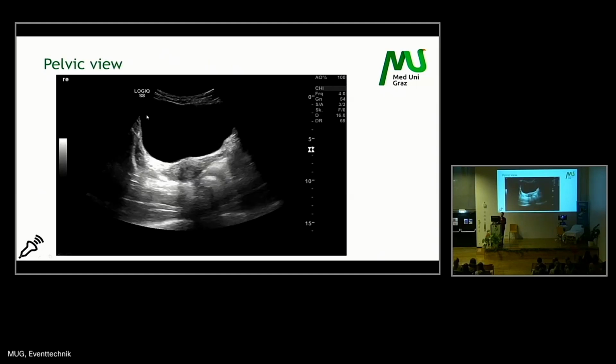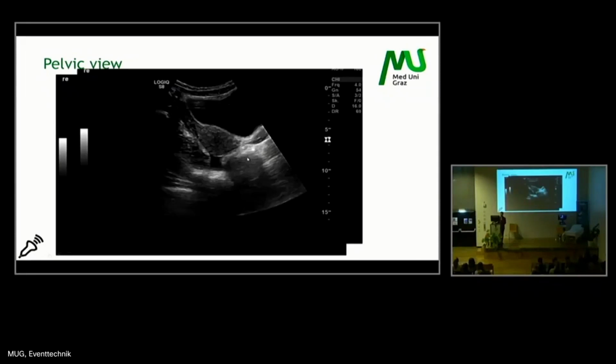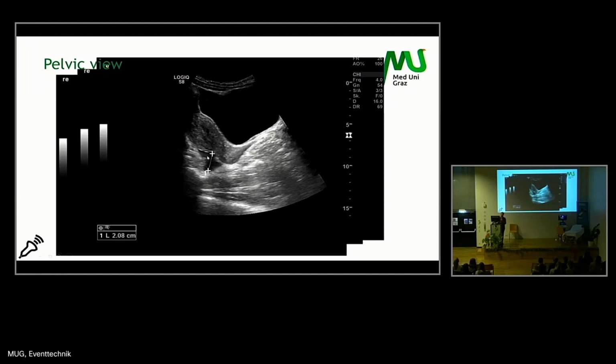Pelvic view, not the best images to take a look at. We see the filled bladder, we see the rectum area, and when we took a better look at the pelvic view, we saw the bladder and the uterus, and behind the uterus we identified a little bit of a small fluid collection, around 2 centimeters. And in this case, the patient was stable and followed up with CT.